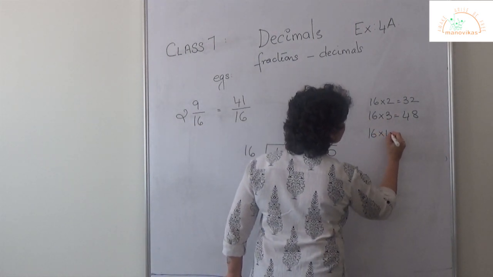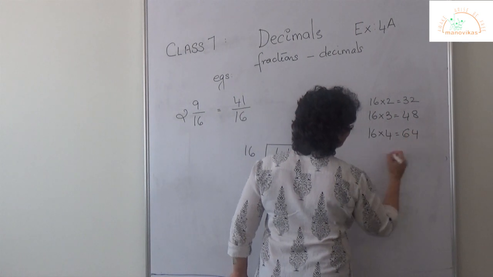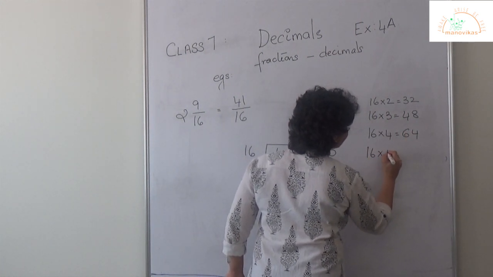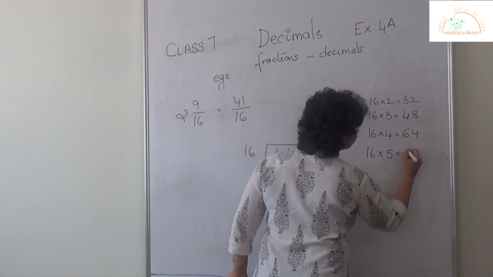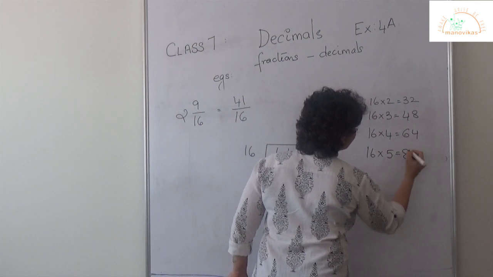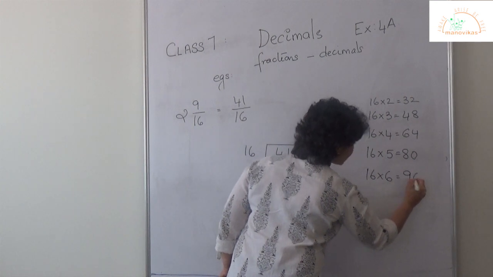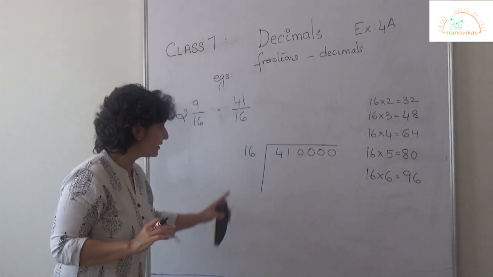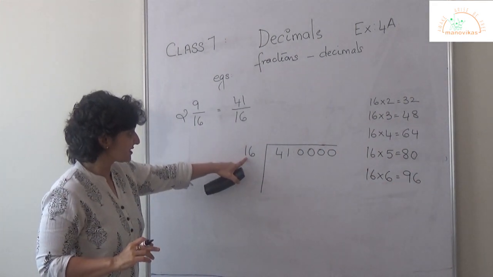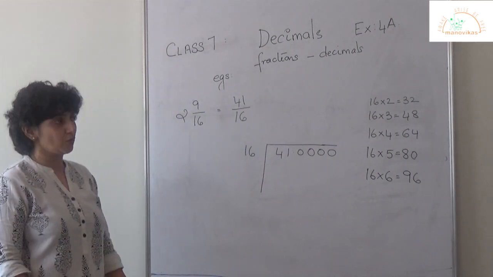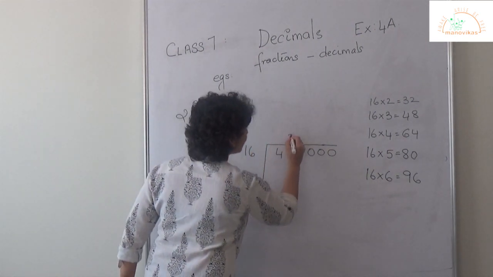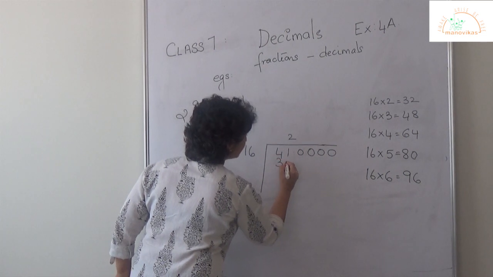16 4s are 64. 16 5s are 80. 16 6s are 96. I think till here let's leave it and let's begin. Now 16 goes how many times in 41? 16 2s are 32.